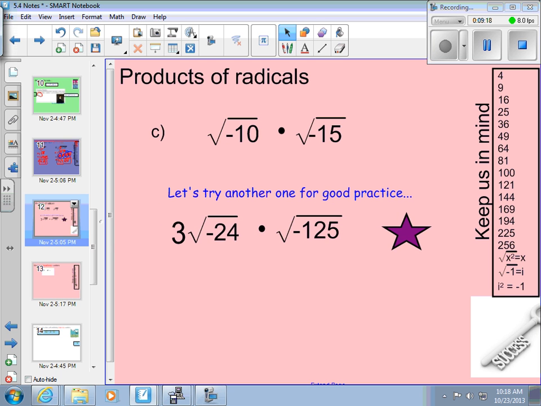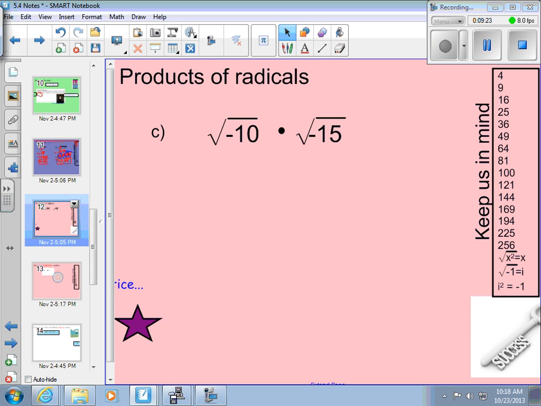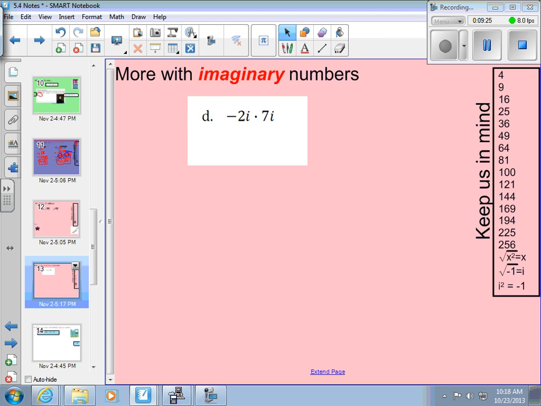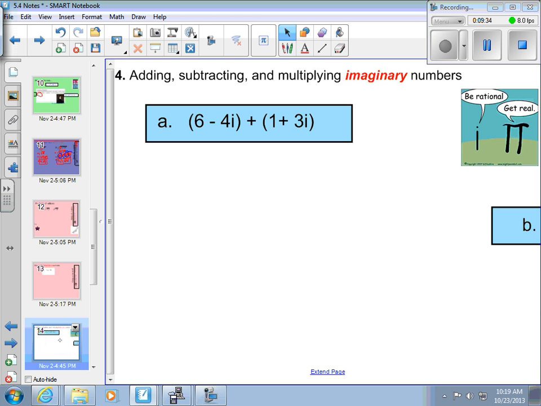Why don't, for tomorrow, that one's on there. Why don't you guys try this letter D out for tomorrow. See if you can try D and see what you get on D. All right, let's look at number 4.